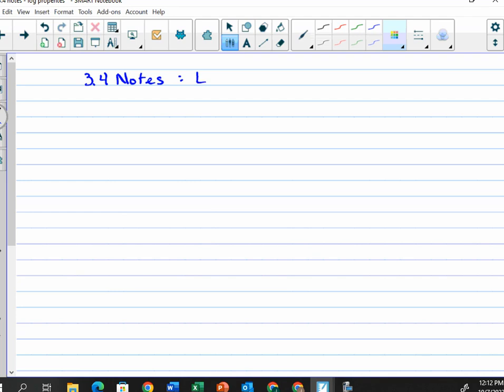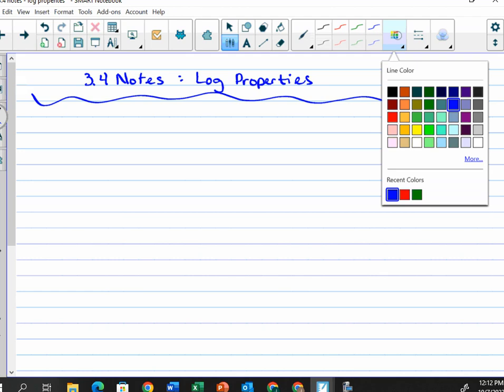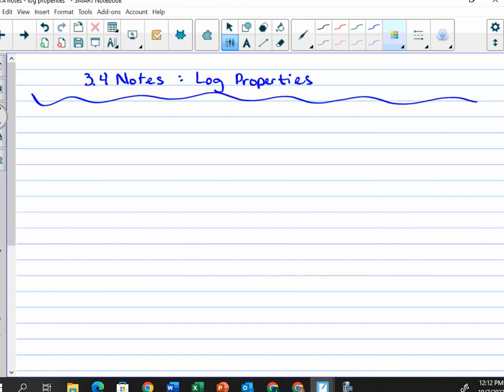So we're doing a bunch of different log properties. So first we're going to work on converting to log form. So I'm going to give you the exponential form and you're going to rewrite it in log form.